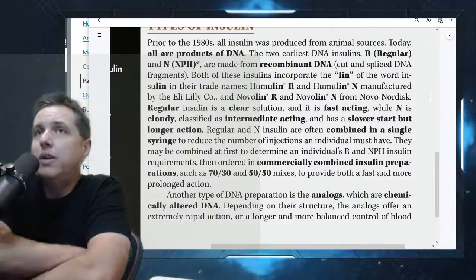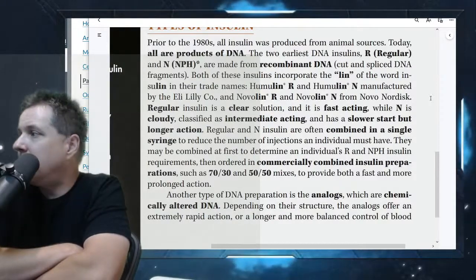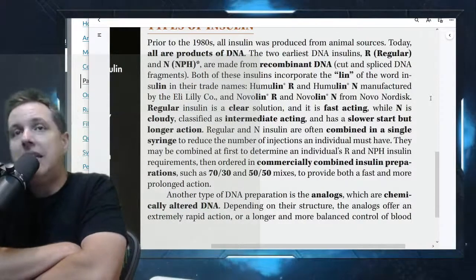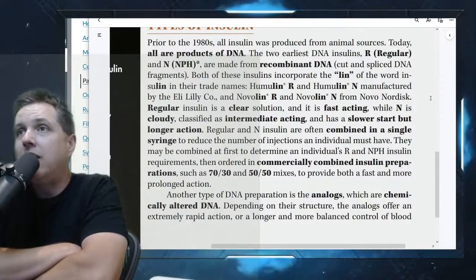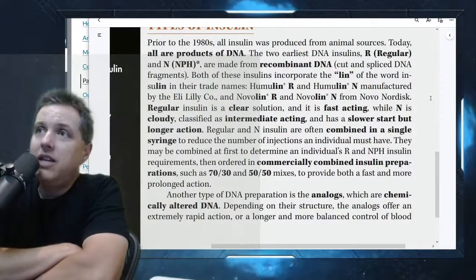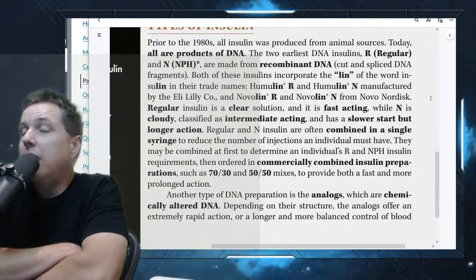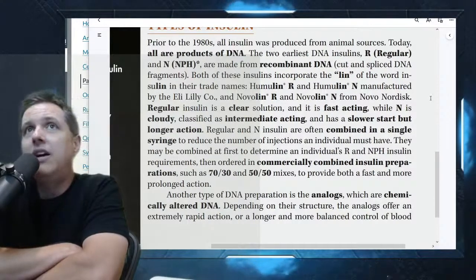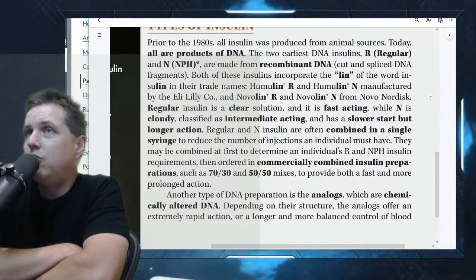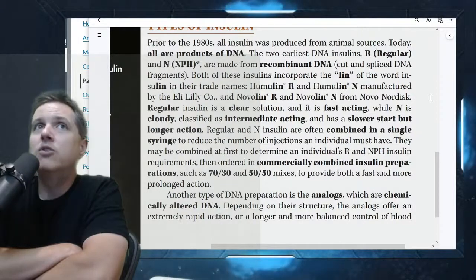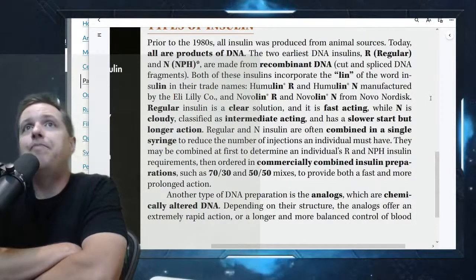Now this is important because you're supposed to time these injections with the person's eating. And if you don't do that, if you either wait too long for the person to eat or your timing is not right, then the insulin's not going to be able to do what it was intended to do. So you want to be careful about that.